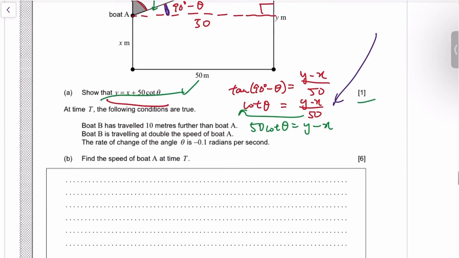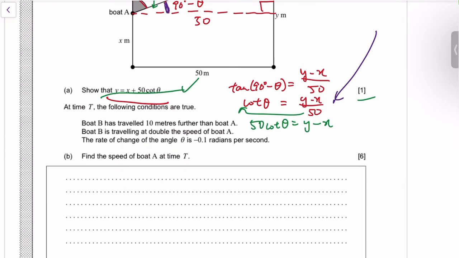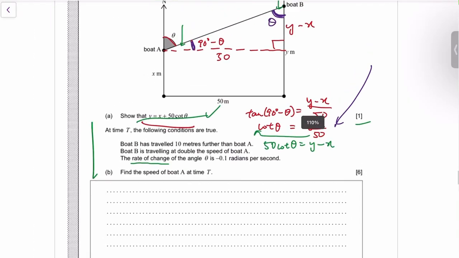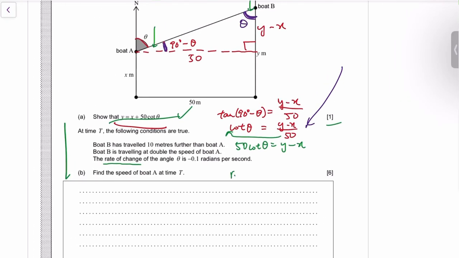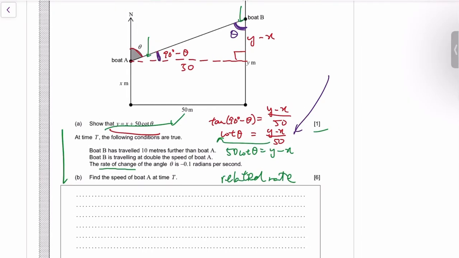Wow, that's so much for 1 mark. Part B. So I see the words rate of change, so this is probably a related rate question. Find the speed of boat A. So that's how fast boat A goes.